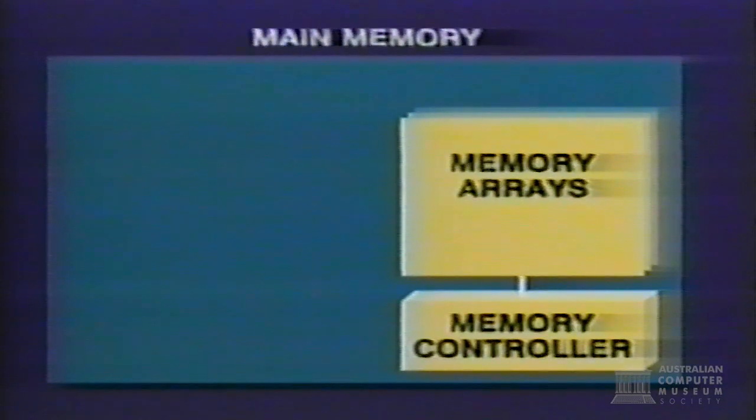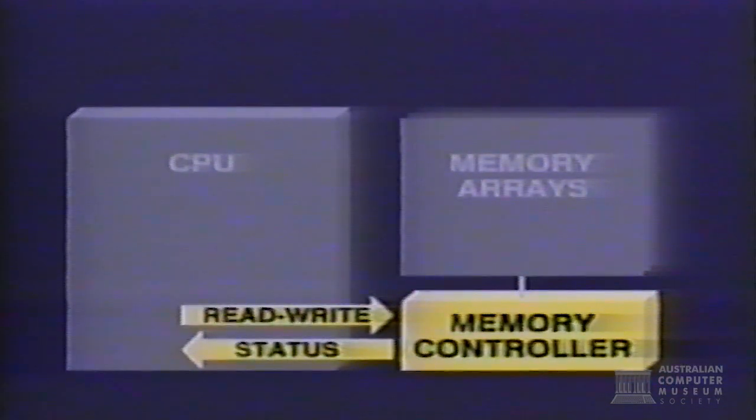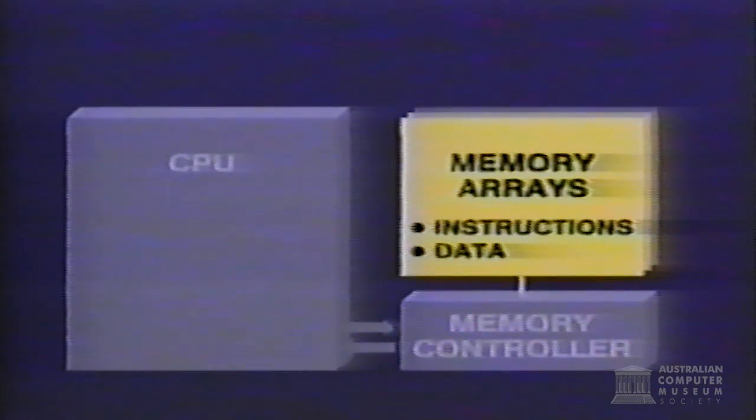It consists of 2 parts, a memory controller and 1 or more memory arrays. The memory controller handles all incoming requests to read information from memory or to write information into memory. In addition, the controller monitors the operational status of the memory subsystem and reports status back to the CPU. The memory arrays store instructions and data that the CPU references during execution of a program.